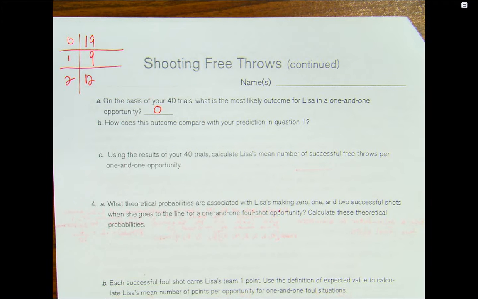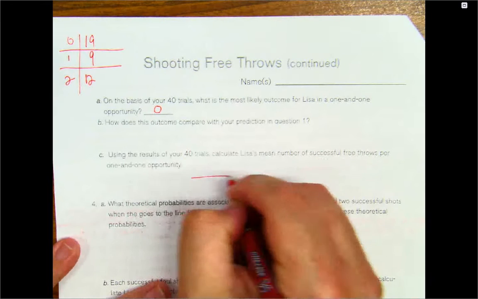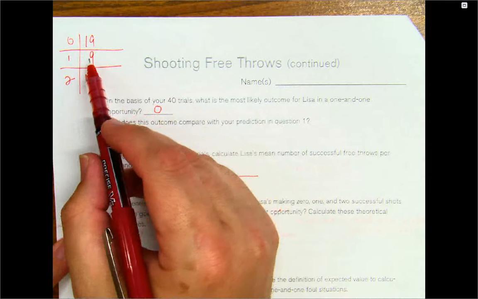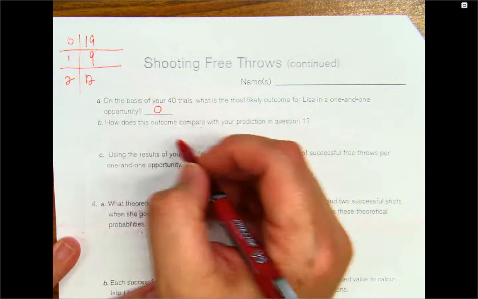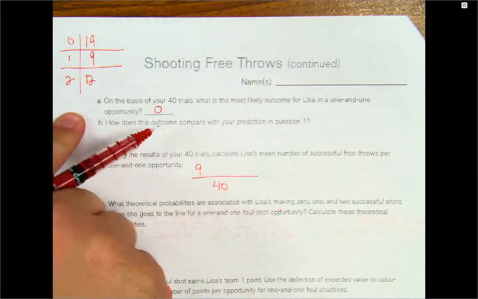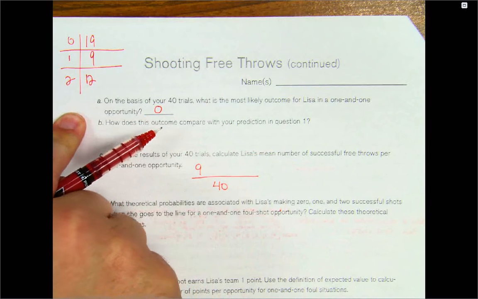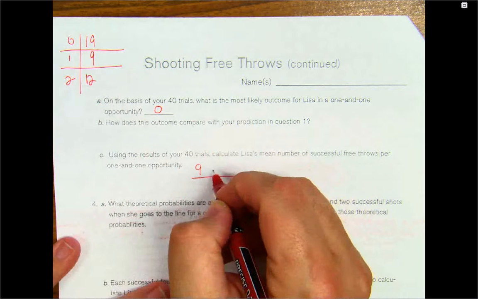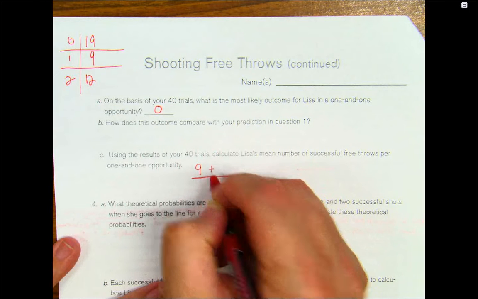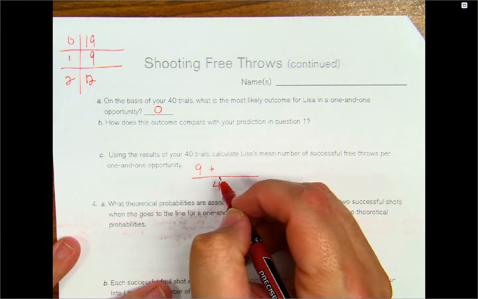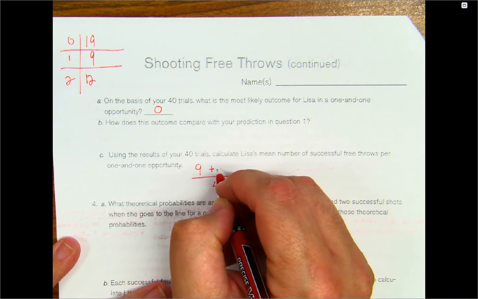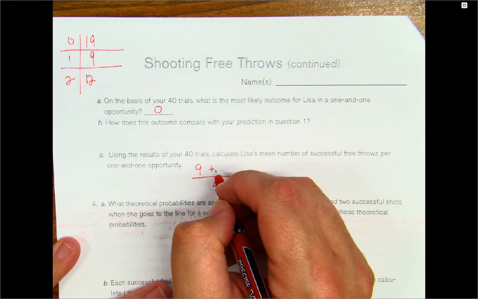She missed it 19 times. She made 1 9 times, so I'll get a 9 there. She made 2 12 times. So is that a 12 or is that 24? It's 24. Right, because if she made 2 12 times, you get 2 points per shot, or you get 2 points per situation. So that's 24.